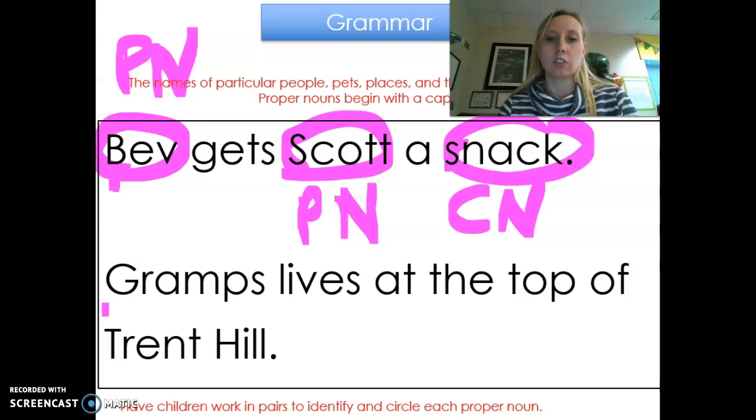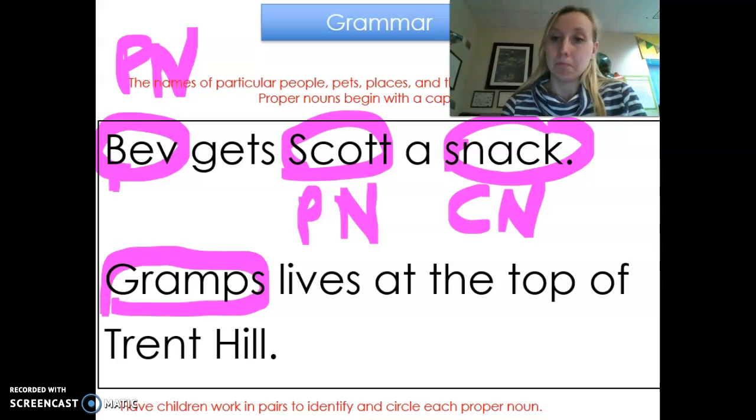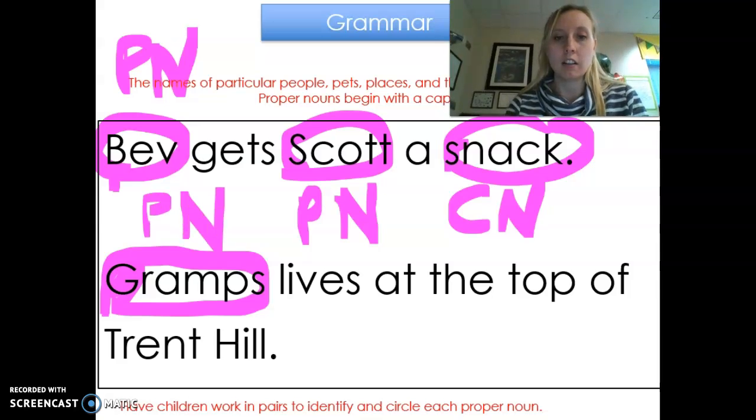Okay, so let's sing our song. A noun is a person, place, or thing. So do we have a person? Yeah, we do. Gramps. Is Gramps a name? Yeah, because some of you might call your Gramps, Grandpa, Papa. Okay, so that's a name. So that's a proper noun. I'm going to put PN.